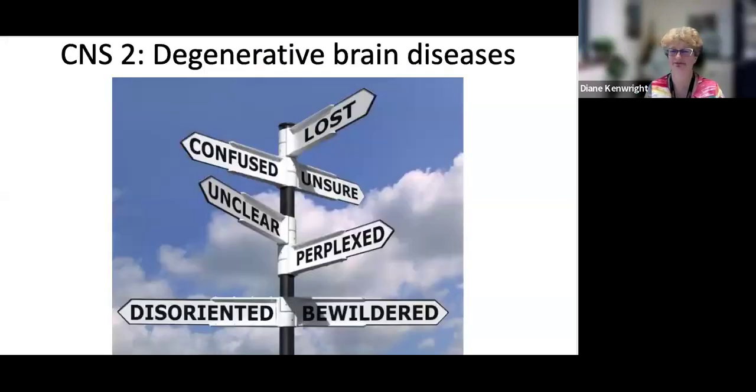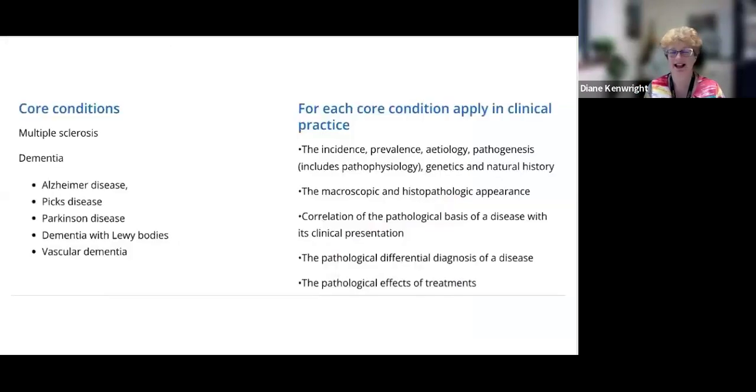It's time for some more CNS pathology. Here we go. We're going to do degenerative brain diseases this time. And again, we're going to look at the curriculum, and these are the diseases that you absolutely must know about. These are our core conditions. So we're going to do these and maybe a bit more so that you're going to be good doctors.